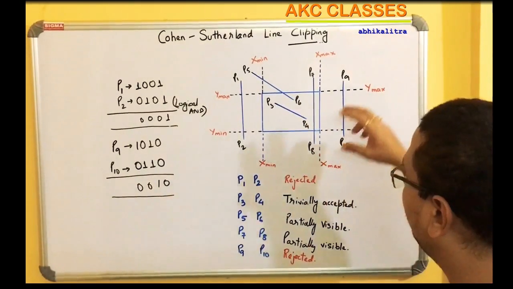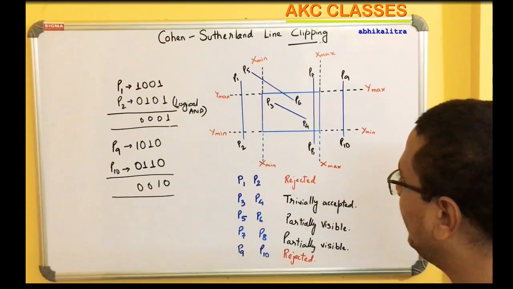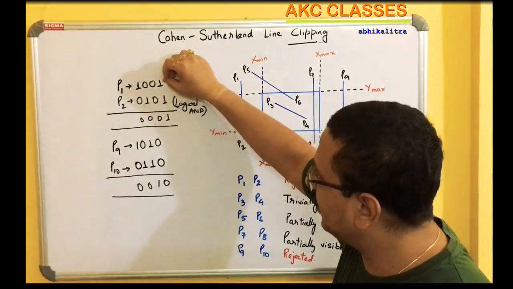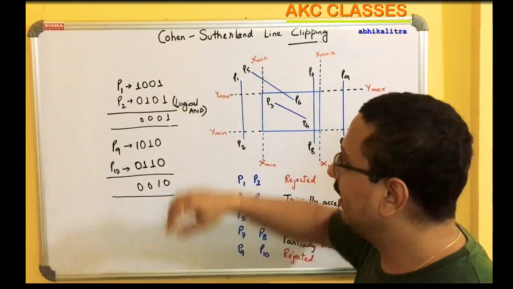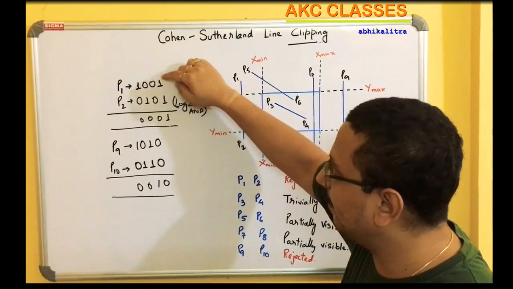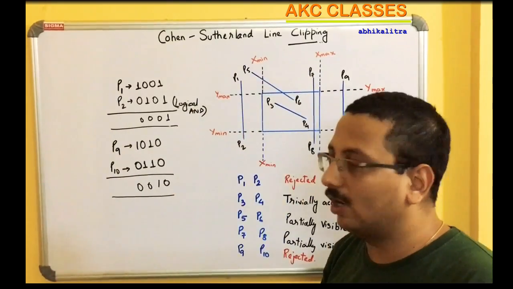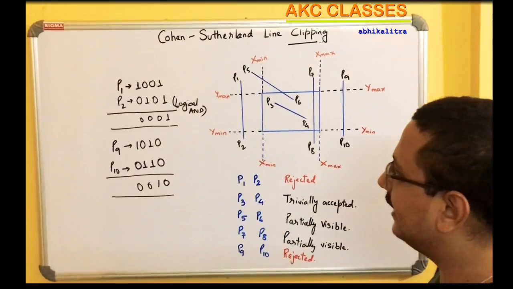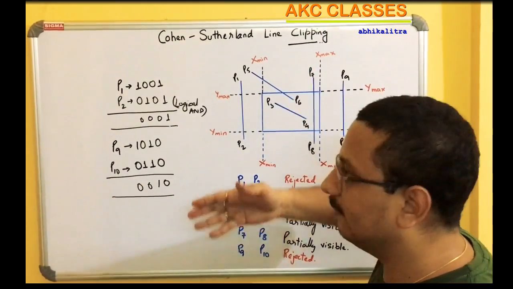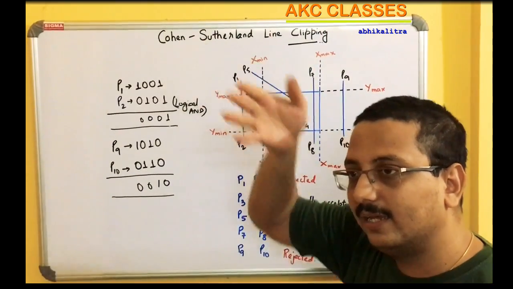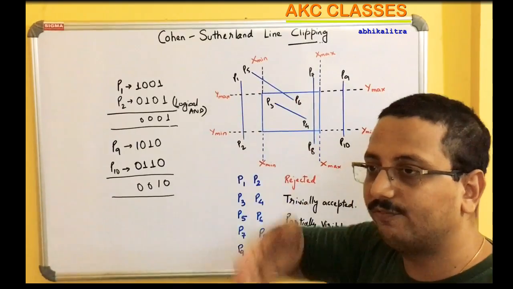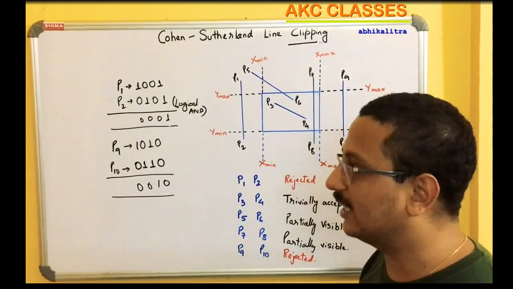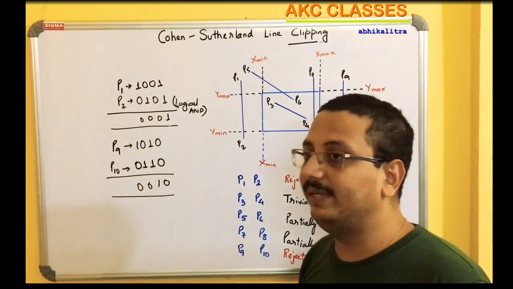If you see carefully about these two lines, there is a bit position in both endpoints which has a common 1. If a certain column has a 1 in both region outcodes of both endpoints of a line, then obviously the logical AND operation of such a line cannot be equal to 0.